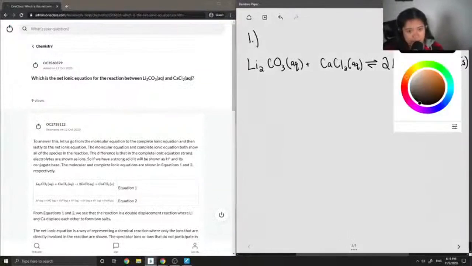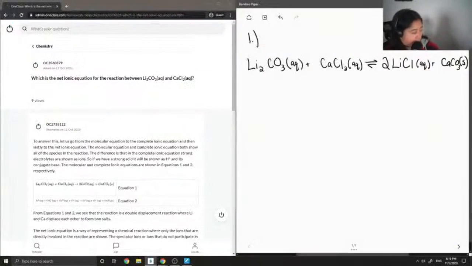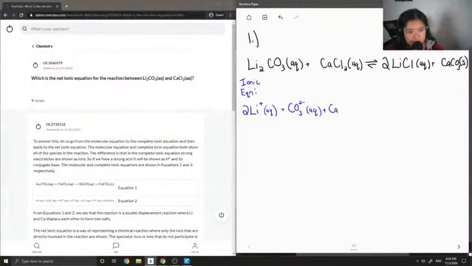So after we write down the full equation, we are going to write down the ionic equation. Basically, that means we are going to separate all of the compounds that are aqueous into their ions, and also make sure that everything is balanced. So we have the lithium carbonate breaking up into 2 lithium ions and a CO3 2- ion. And then the calcium chloride is going to break up into calcium 2+ plus 2 Cl minus.